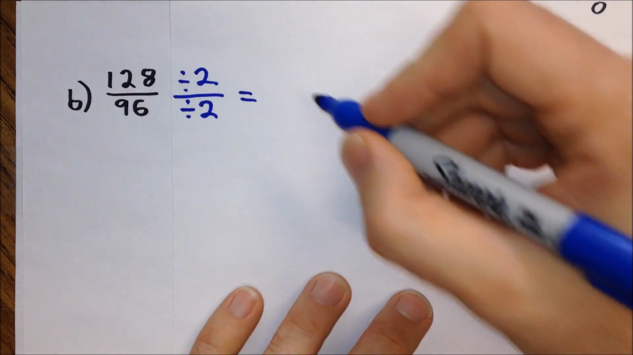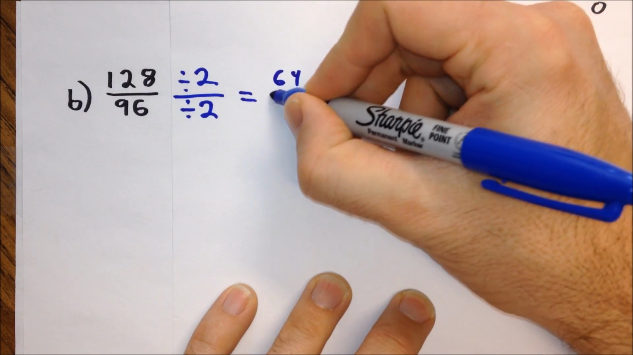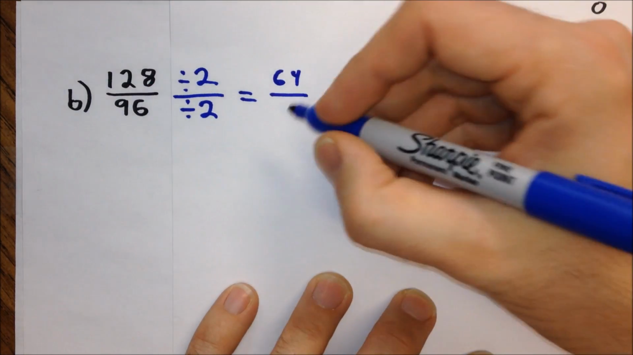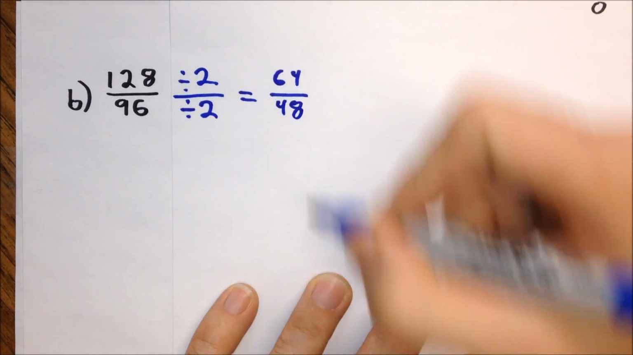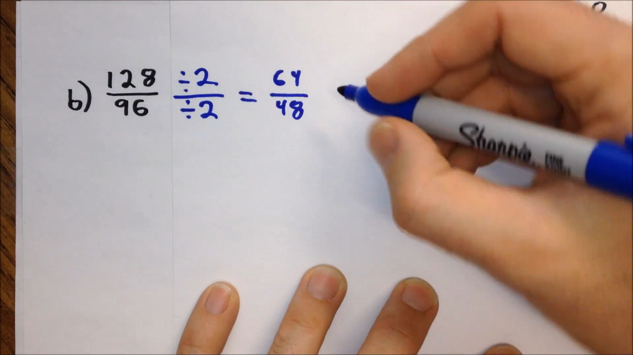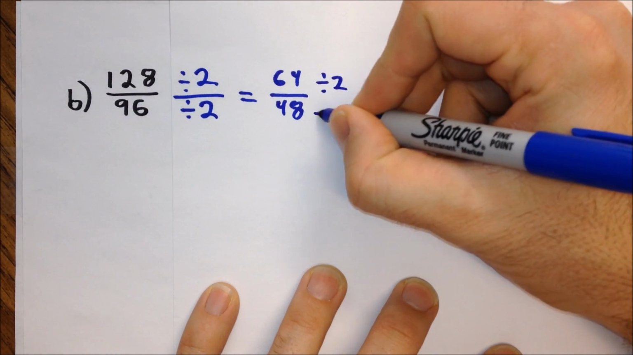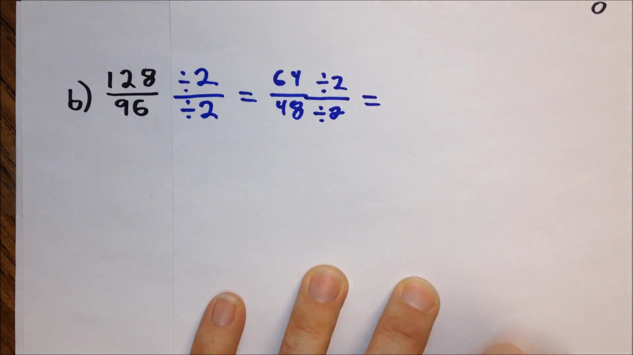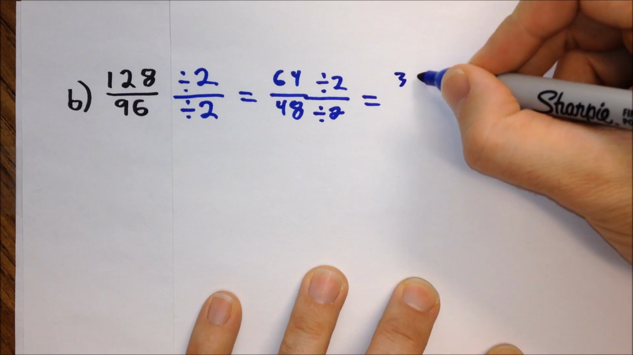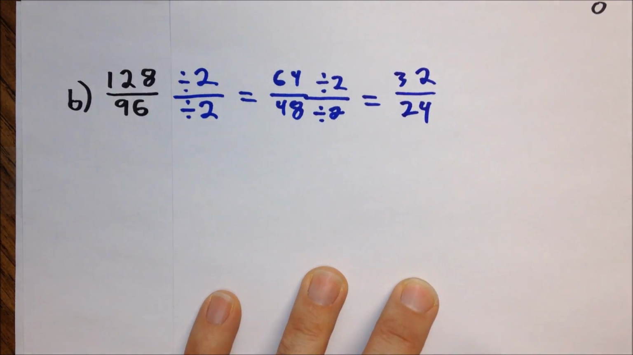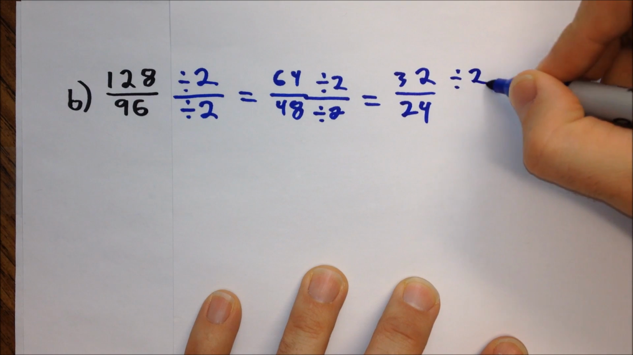Dividing 128 by 2 gives me 64. Dividing 96 by 2 gives me 48. Again, you could work those out using long division if you like. Now I notice that I still have two even numbers, so let's go ahead and divide by another 2. And we'll just keep doing this until we get down to where it's really simple. 64 divided by 2 is 32. 48 divided by 2 is 24. Okay, we're still both even, so let's divide by another 2.